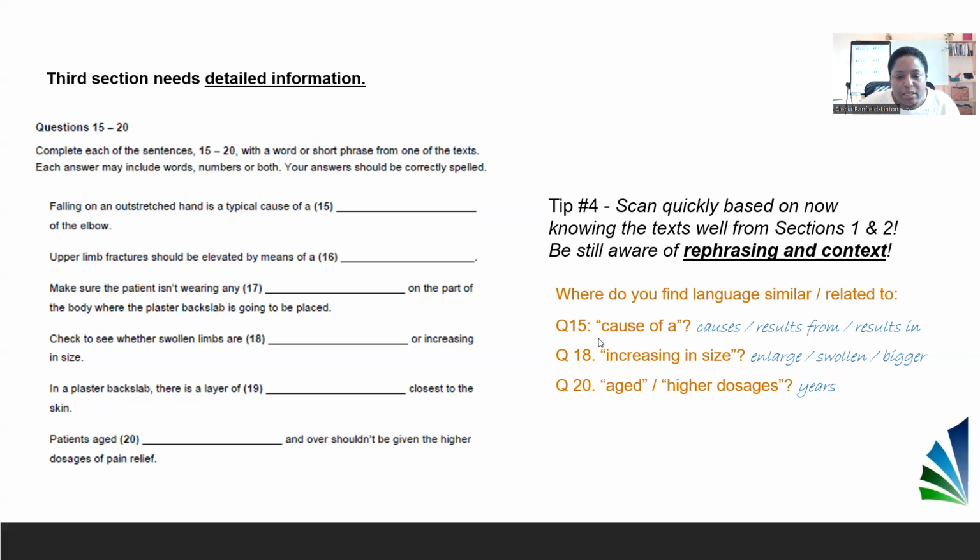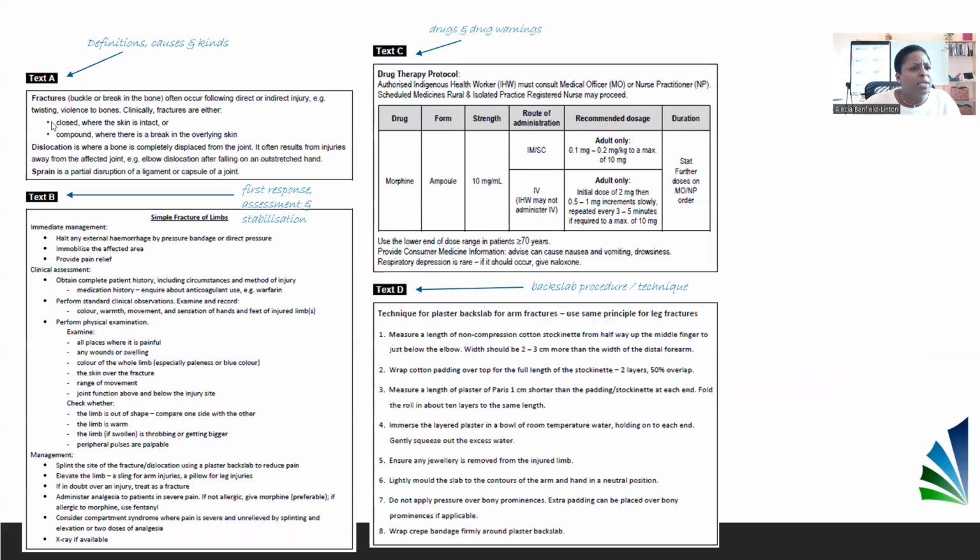Let's try 15. Cause of A, let's review again. I myself have forgotten. Falling on an outstretched hand is a typical cause of A. And we said we'll look in A. Where do we see falling on an outstretched hand? Boom, falling on an outstretched hand.